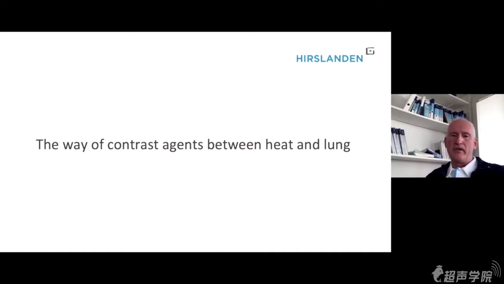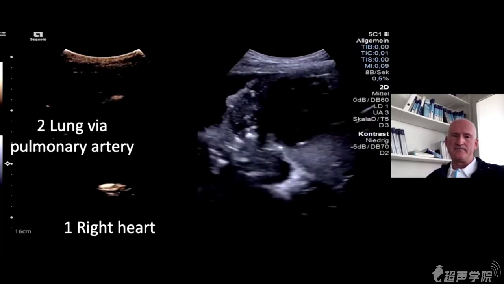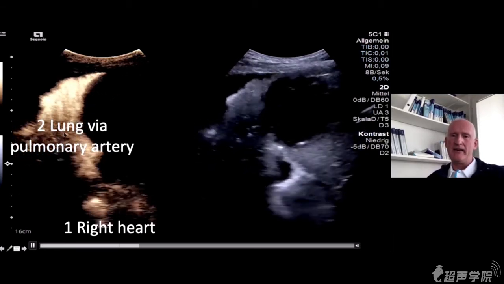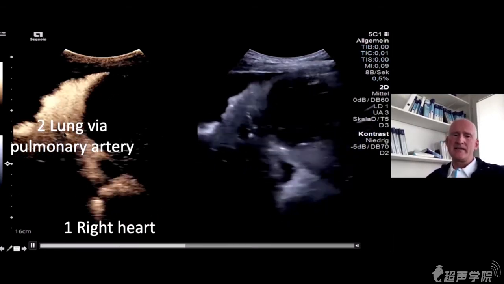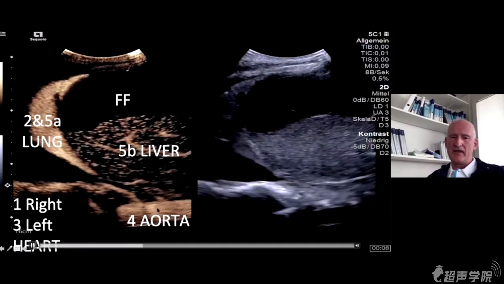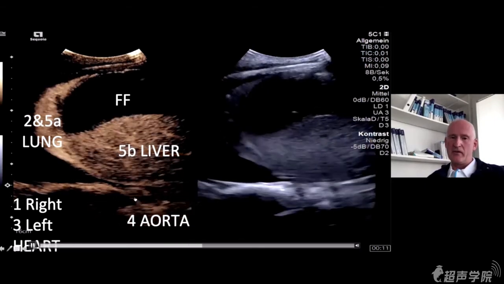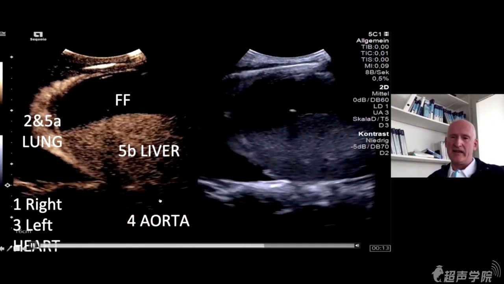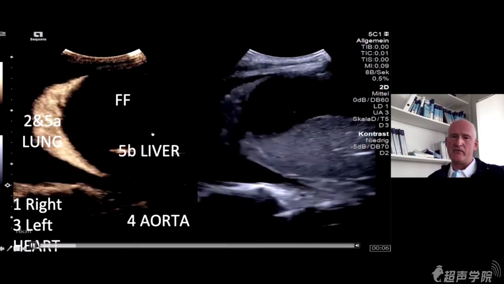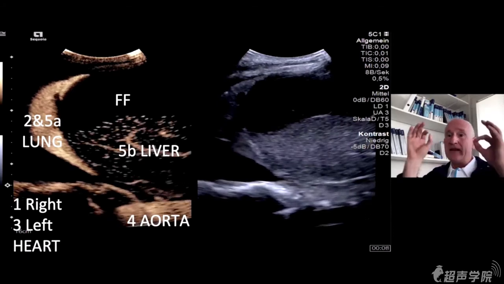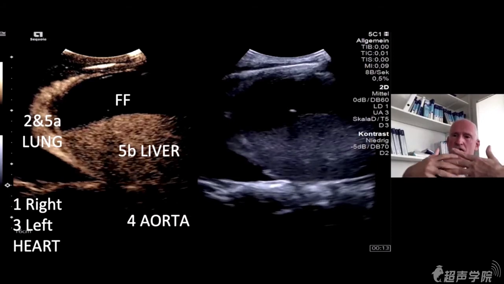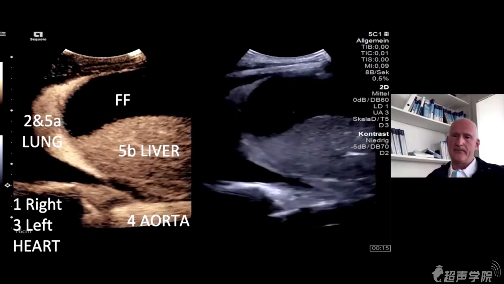So what happens with the contrast agent between the heart and the lung? So we have the right heart, we have the pulmonary artery, and later on systemic circulation and the bronchial, or here the vertebral arteries, enhancing at a later stage. And then the liver, arterial phase, and a little bit later the portal venous phase. So we can image in real time the different phases of the dual blood supply in the lung and the liver.